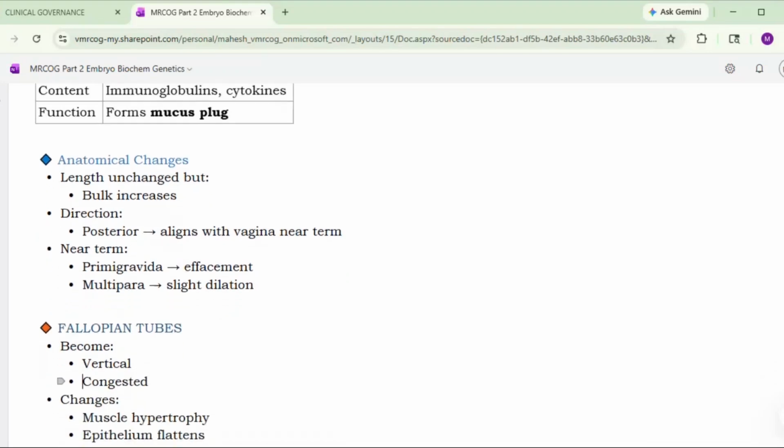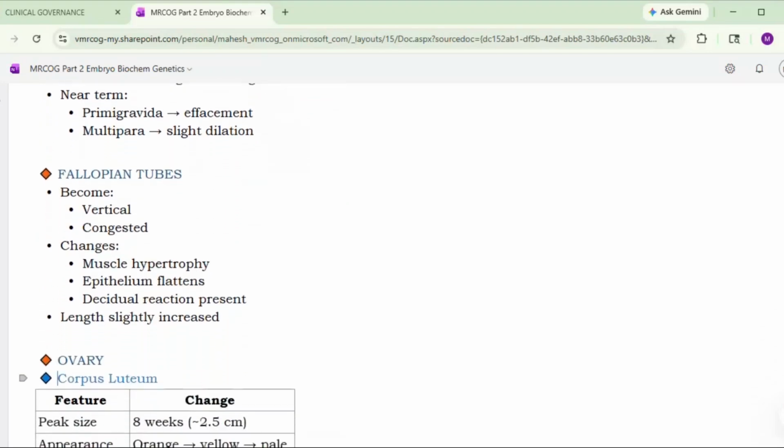Now coming to the fallopian tubes. The fallopian tubes will become vertical and congested. There are changes in the muscle which shows hypertrophy. The epithelium will also flatten. Decidual reaction is present and the length is slightly increased.